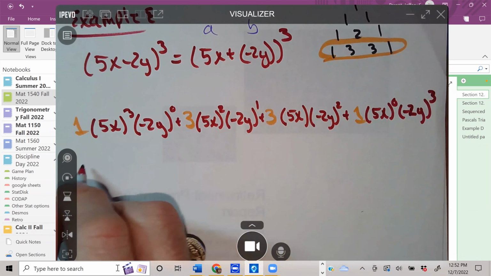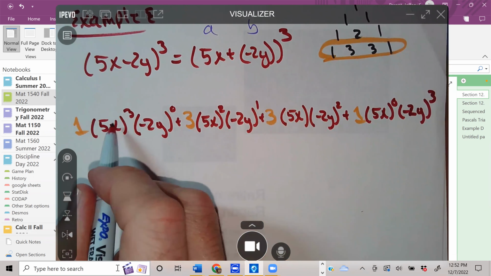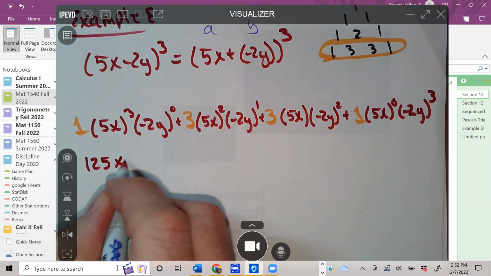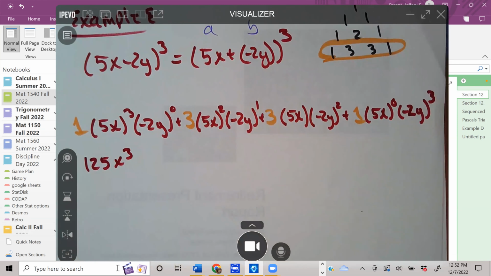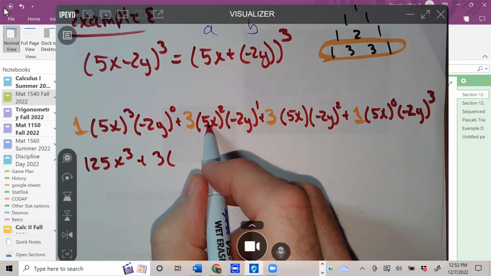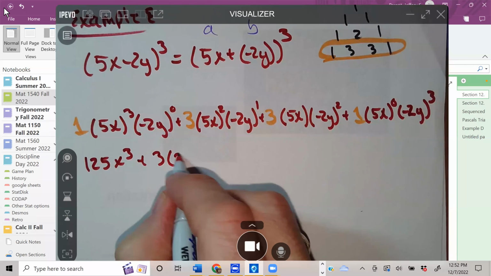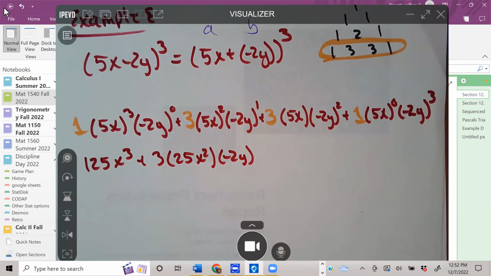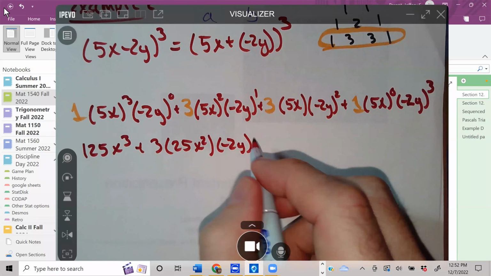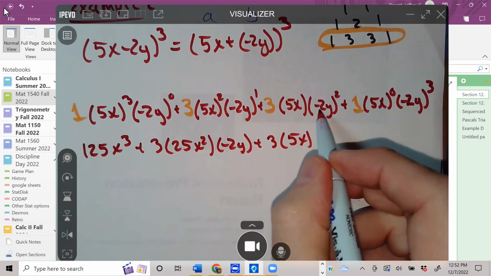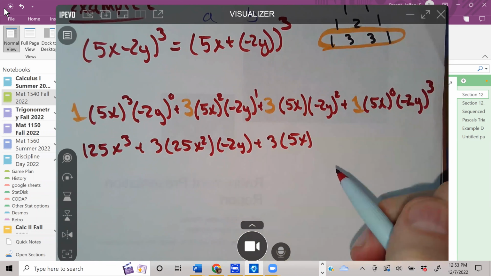Thank you. Now, this is going to be 5 cubed times x cubed. 5 cubed is 125. And then I'll have an x cubed. And that's it. All right, let's keep going. Plus 3 times, well, 5 squared is 25, x squared times negative 2y. And then 3 times 5x. What happens when I square negative 2y? What am I going to get there?